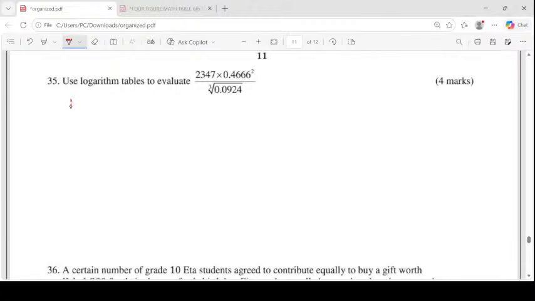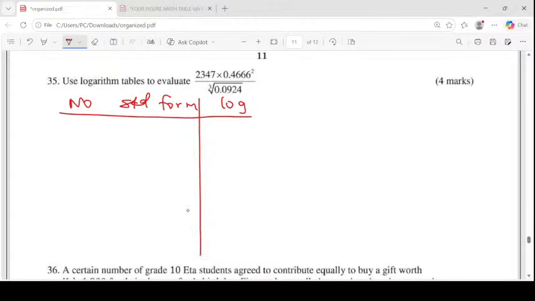So I'm going to have a table with 3 columns. I'll have a column for the number, standard form, and the log. Here I will want you to be very keen as I'm going to explain it step by step.